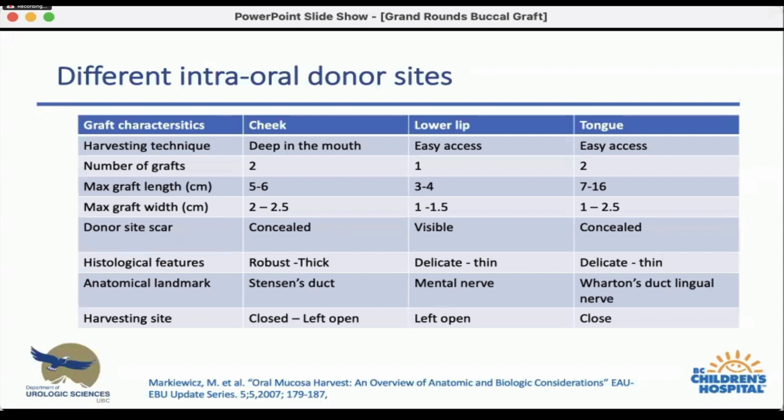Let's compare the different sites. Harvesting techniques are easier for the lower lip and the tongue when compared to the cheek. The cheek and the tongue provide you with 2 grafts, and the lower lip with 1 graft. Sizes are variable. From the cheek, you can harvest a 6 by 2 centimeter graft versus a 4 by 1.5 centimeter graft from the lip, and then 16 by 2.5 centimeters from the tongue. To be honest, I have never harvested a graft from the tongue. The cheek has better histological features, being more robust and thick, plus it gives you the option to leave the donor site open with minor morbidity.